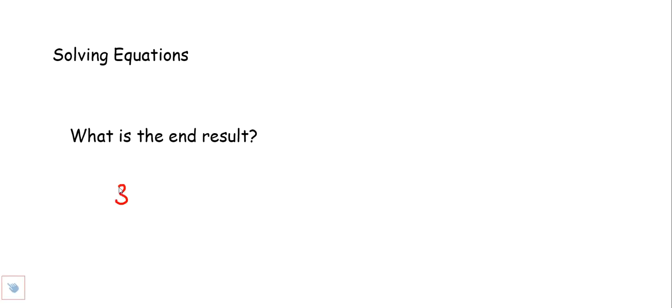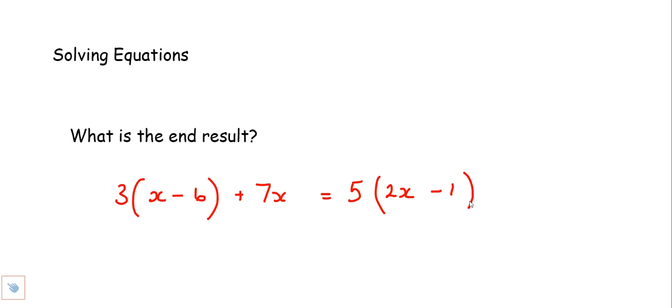3 in brackets x minus 6, plus 7x equals 5 in brackets 2x minus 1. Okay, so everyone, pens down.